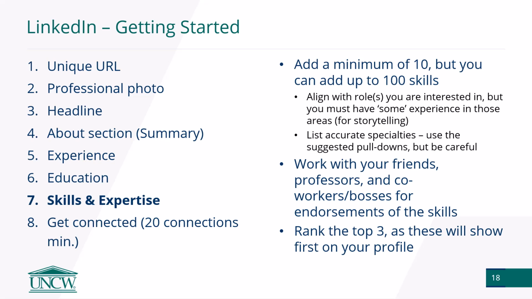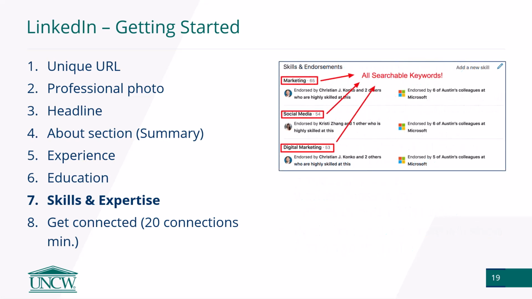And then work with your friends, professors, coworkers, bosses to endorse these skills, because this will show up, and I'll show it on the next slide, as credibility for your skills in these particular areas. And then the other thing you can do with these different sections too, experience, education, and skills, is reorder them. And I highly recommend that you rank the top 3 skills and organize them such that these are the most important skills for the job that you're most interested in, because these will show first on your profile.